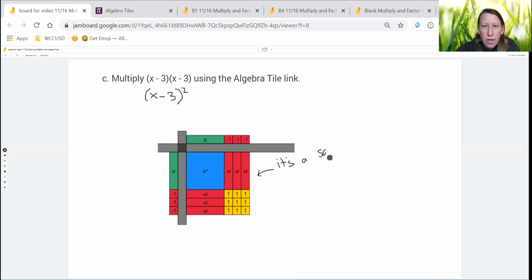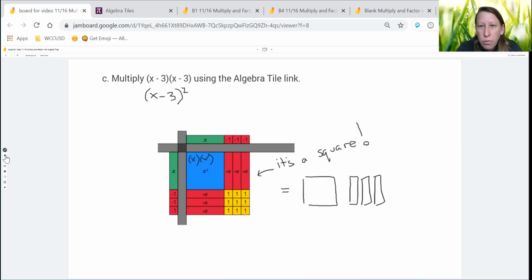It's a square. Yay for squares. Okay, and what do we want? We want the answer. So I think I'm going to draw that out again. We had the x squared in the top. That was because we did x times x. Okay, and then we had 3 red ones. I should probably change colors. And then we had 3 red ones the other way.